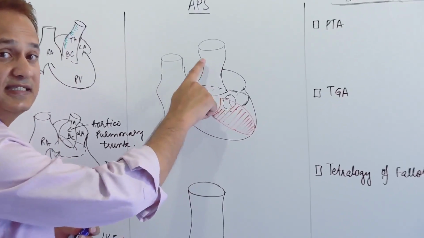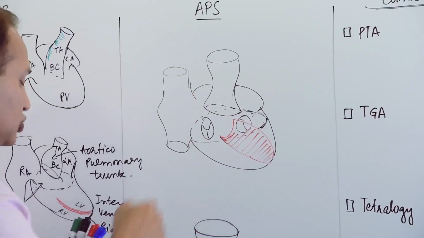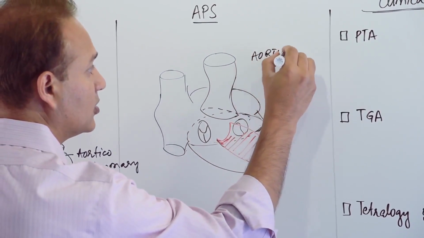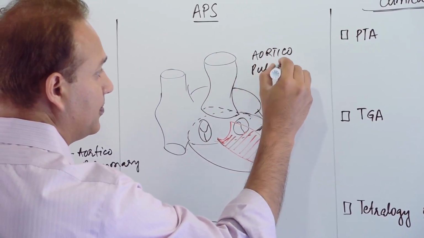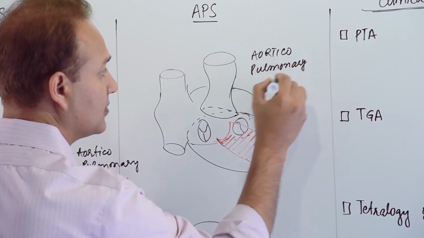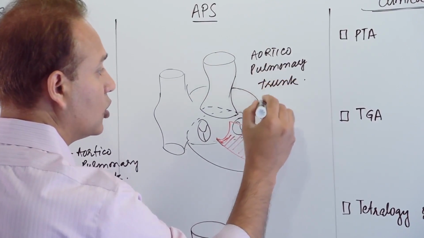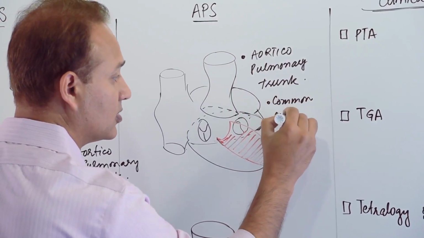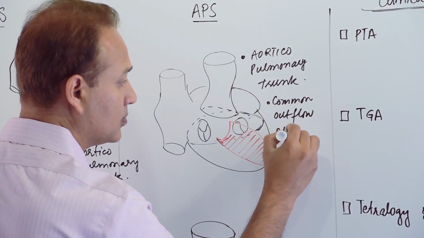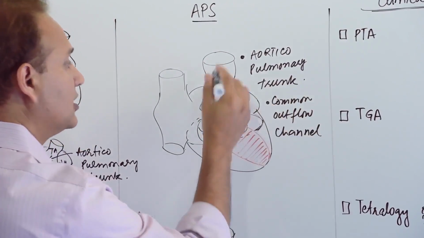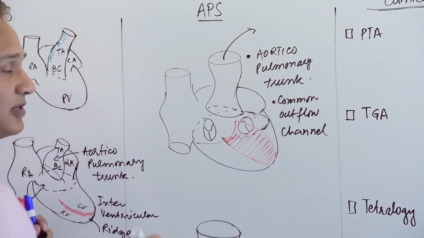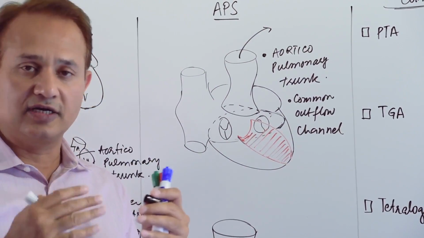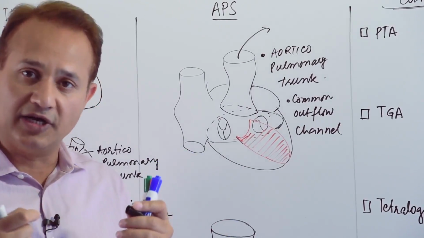Aorticopulmonary septum is a septum that appears in the common trunk. This aorticopulmonary trunk, or you can also call it common outflow channel, or you can call it the outflow channel. So this is the outflow channel, the blood was coming out of it. This one channel is going to divide into right and left, sorry, not right and left, it's going to divide into aorta and pulmonary artery.